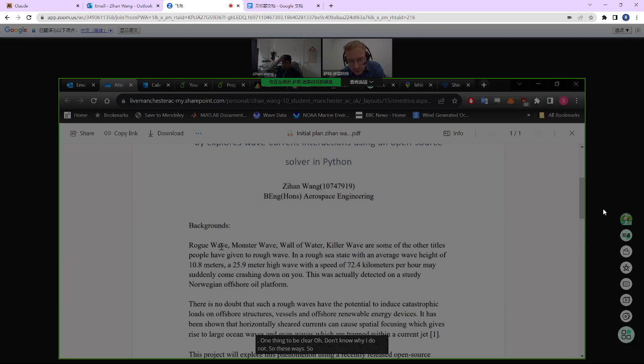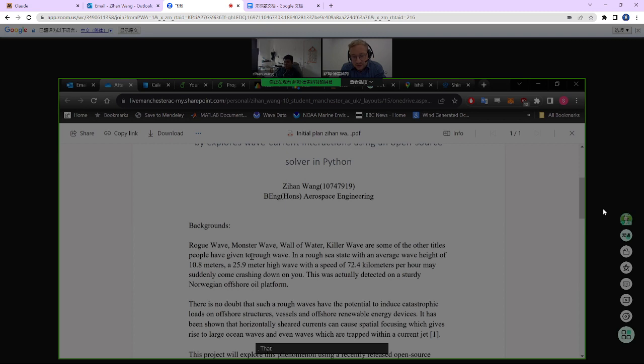So these waves, rogue waves, freak waves, killer waves, they have a specific definition. It's not just a name given to a rough wave. They have a specific definition, being much larger than the surrounding waves. So obviously, when you're not up to speed yet with what the wave parameters are.